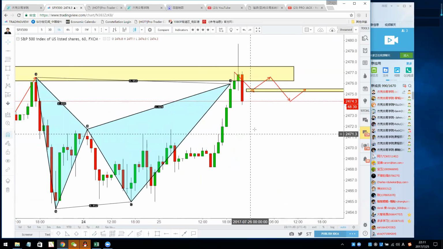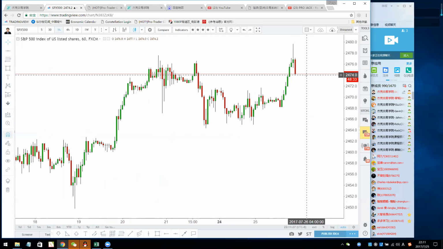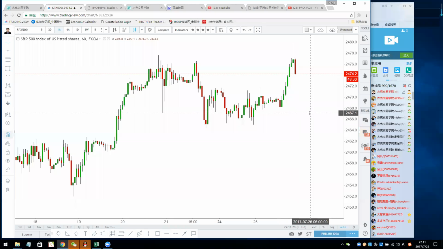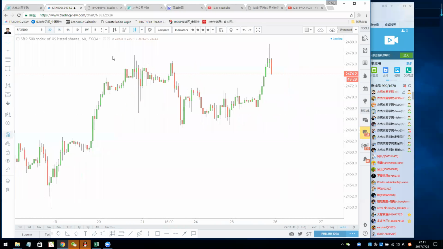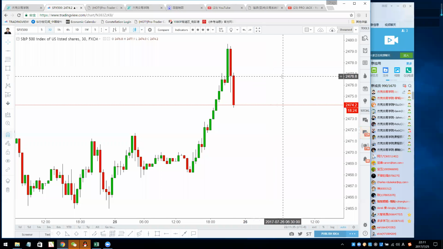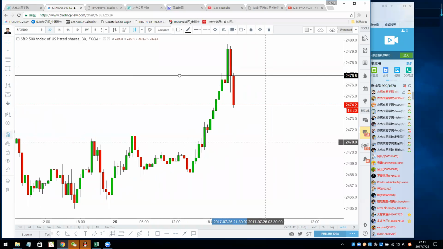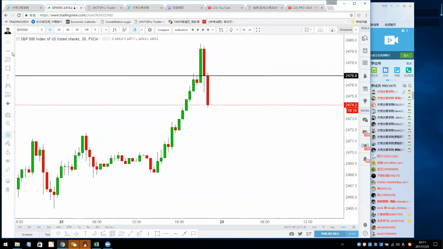Here is a reversal, okay? We see a pin bar and we see a bearish engulfing, okay? You can short the SPX right now because it may continue to go down, or you can short in a smaller time frame when they pull back, okay? Where is that placed? 2477, this area, okay? Wait for the price.